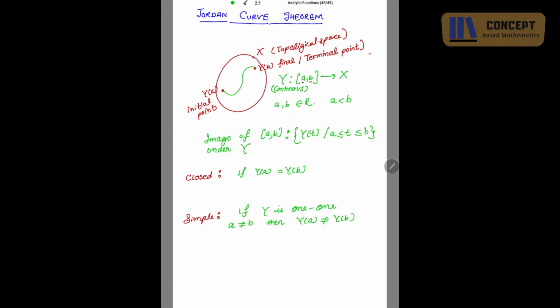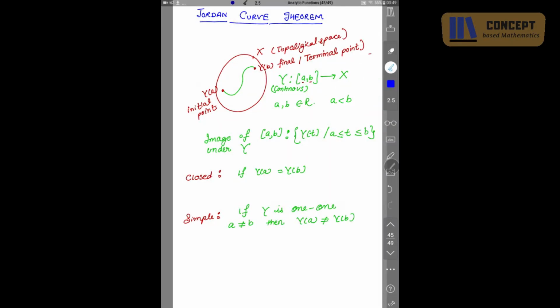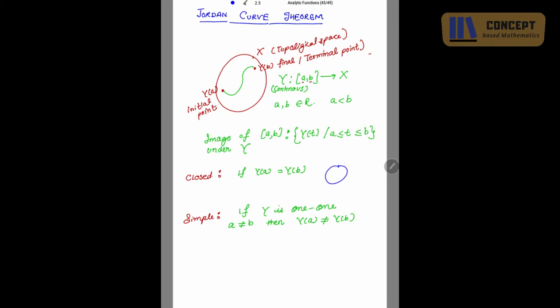Closed curve is like this. Your initial point, that is gamma of a, ends at this point, gamma of b. Your terminal point and initial point are the same. But in case of a simple curve, if this is your gamma of a, then your curve may be like this. This is your gamma of b. So this is your simple curve where these two points do not meet. So this is also a simple curve in this topological space X.